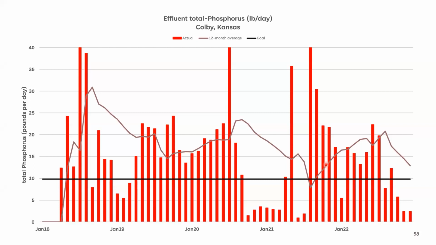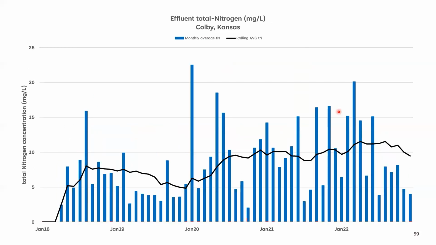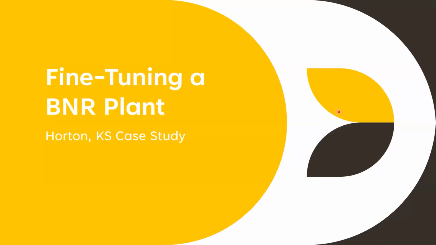Now, they're not looking quite as peachy as Great Bend is on their numbers. But you see with the optimization, their rolling 12-month average is coming down. And if they can keep numbers like this, they should be able to meet it as long as they can not have too high of high points with their total phosphorus levels. They've also seen improvements in total nitrogen, which is an indicator that their nitrates have come down. And that again is very key to success.